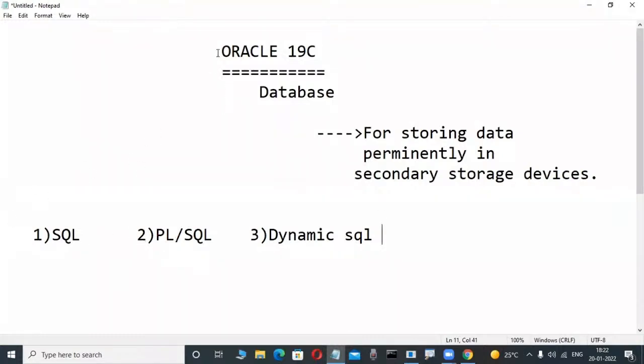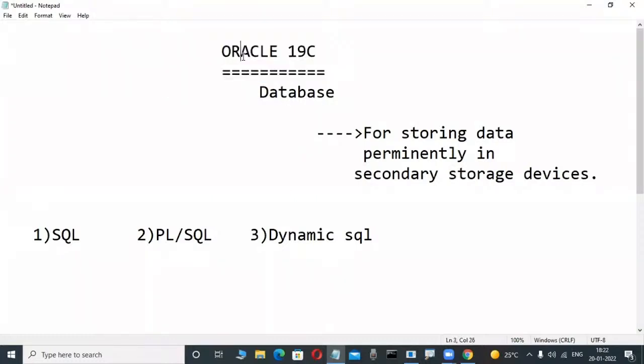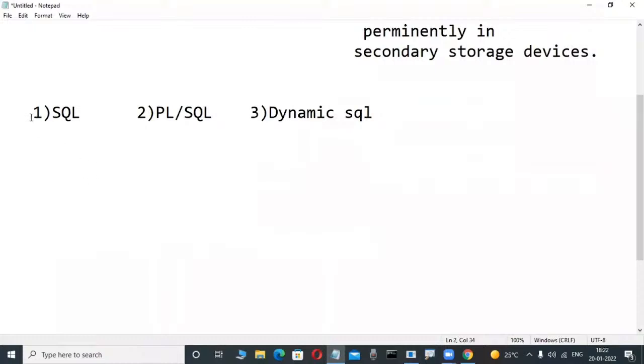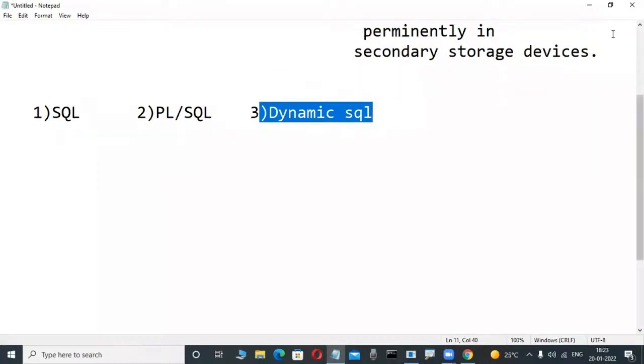That's why observe here, Oracle is a product from Oracle Corporation. If you want to operate this relational database product, which languages are we learning? One is the SQL language, another one is PLSQL, another one is dynamic SQL. These three languages we are learning in our course. Most powerful. Suppose here, now here, check it out.